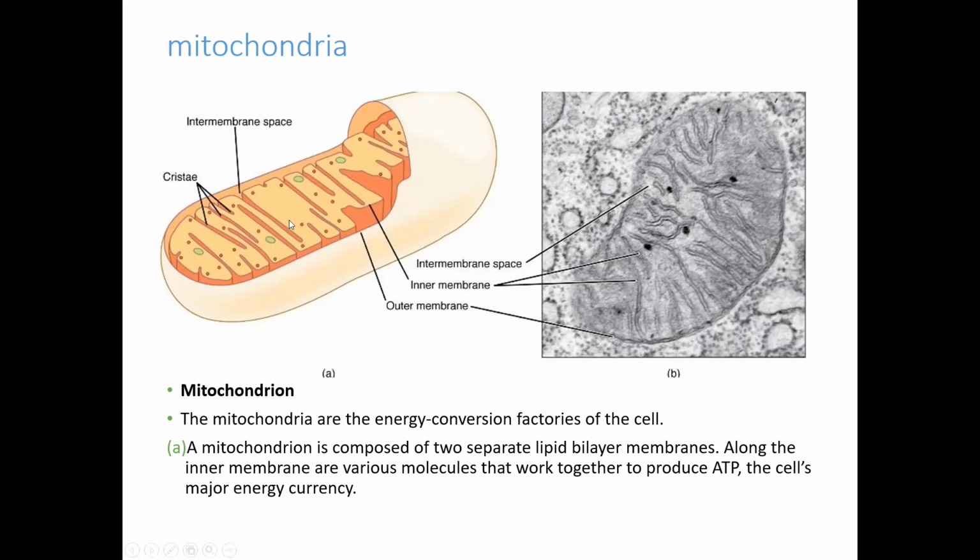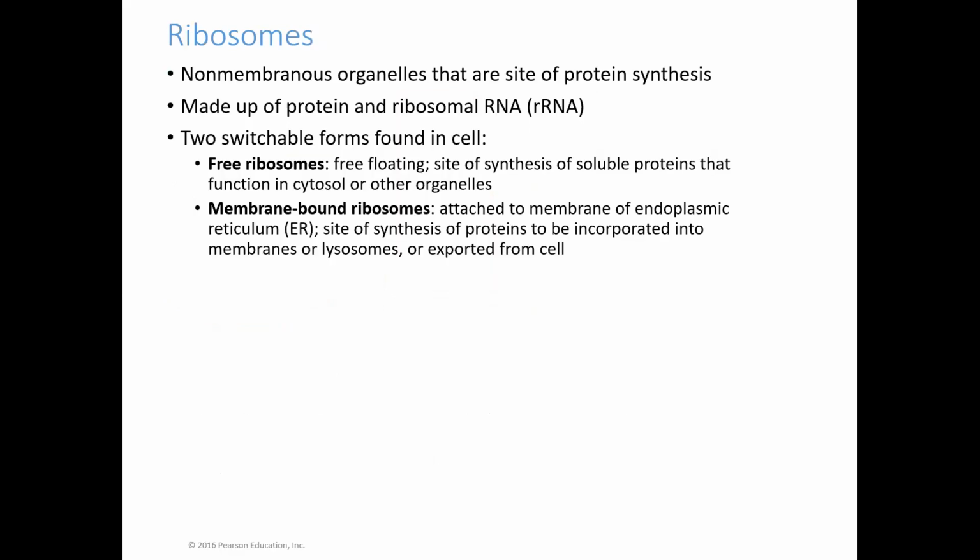So cells that are very active are going to have lots of mitochondria. Muscle cells have lots of mitochondria. Cells that are not as active will have fewer mitochondria. But they have a very characteristic shape. They look like little sausages. Now another organelle. Oh, by the way, the mitochondria have a double membrane just like the cell does.